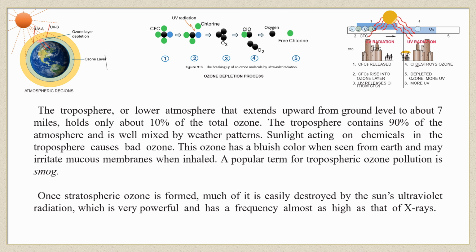The troposphere, or lower atmosphere, that extends upward from ground level to about 7 miles, holds only about 10% of the total ozone. The troposphere contains 90% of the atmosphere and is well mixed by weather patterns. Sunlight acting on chemicals in the troposphere causes bad ozone. This ozone has a bluish color when seen from Earth and may irritate mucous membranes when inhaled. A popular term for tropospheric ozone pollution is smog. Once stratospheric ozone is formed, much of it is easily destroyed by the sun's ultraviolet radiation, which is very powerful and has a frequency almost as high as that of X-rays.